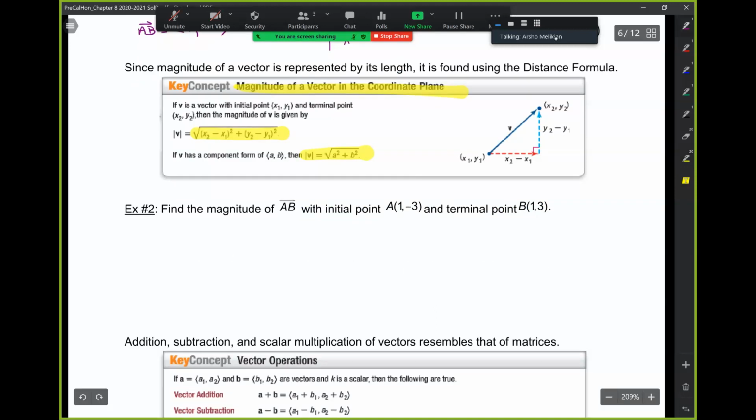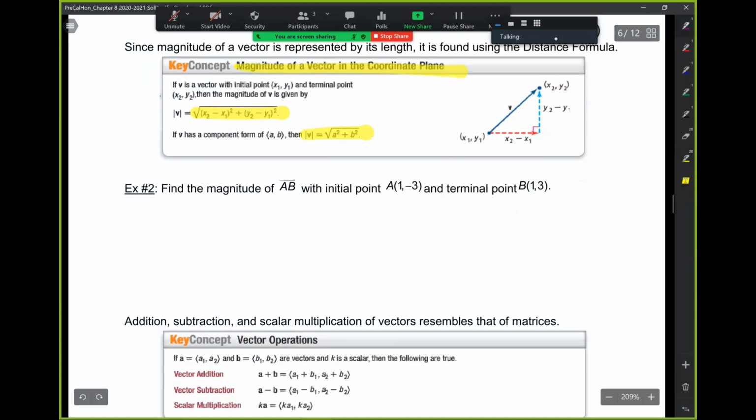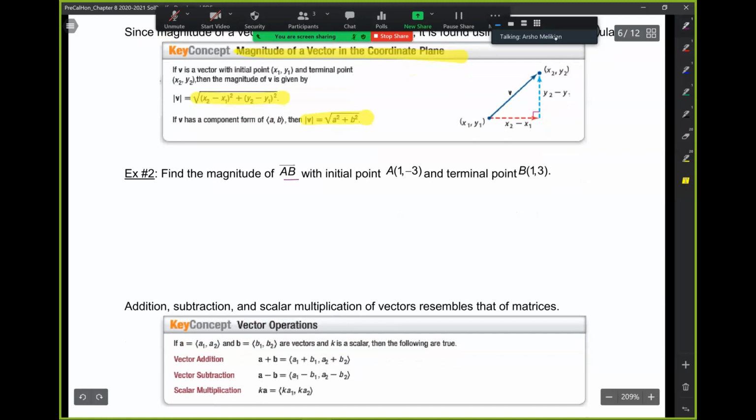So, take a look here. We want to find the magnitude of AB, same vector, right? So here's what you do. Write in component form. And in component form, vector AB was 0, 6. In component form, this is always A, this is always B, right?